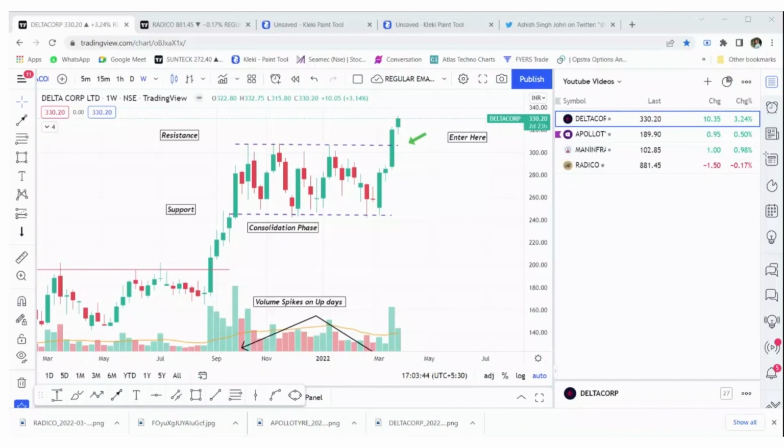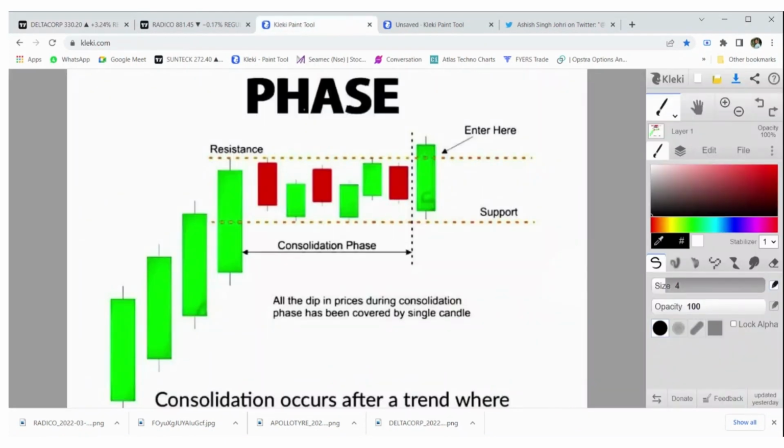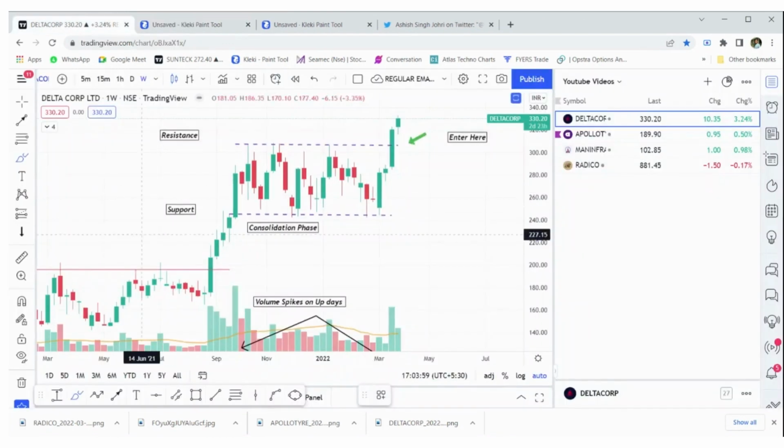Okay, so now let us look at the chart of Delta Corp, which is a recent example. This is a similar example to the chart that we had seen. The stock had a prior uptrend, then it is trading in a sideways zone, and then the breakout is happening. So here also the stock has a prior uptrend, it is consolidating in a bigger area, and then a breakout is happening. Right now we are looking at the weekly time frame, to understand this in a better way.